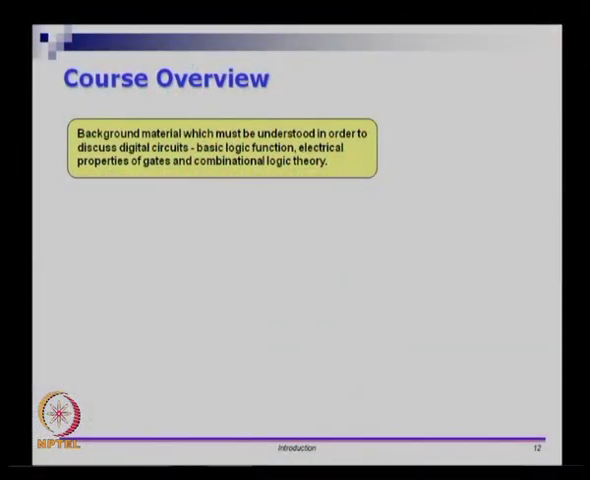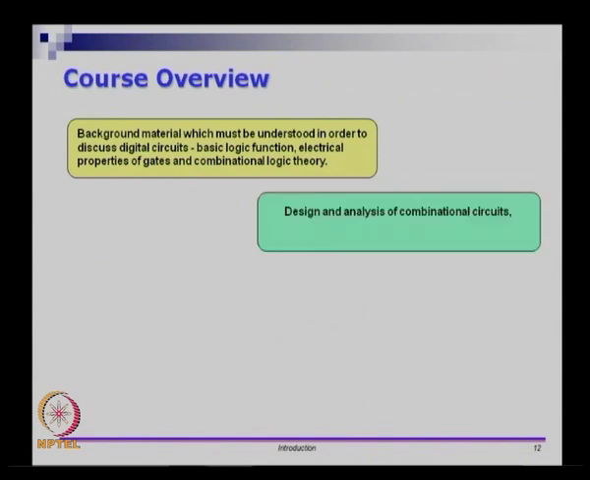Many of you probably have this course in the second year, third or fourth semester, and this online course is also placed exactly at that level. So the course overview is as follows. We will start with background material which must be understood in order to discuss other things. We will learn the basics of gates and basics of combinational logic theory. We will design and analyze basic combinational circuits.